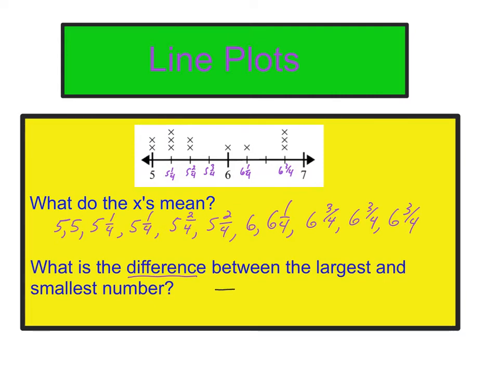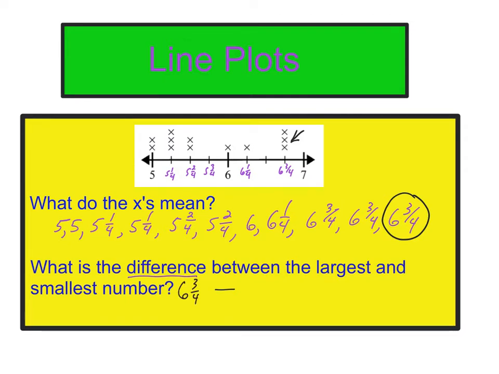Now my largest number, I look over, it goes from 5 to 7. I won't use 7 because I don't have any numbers that made it to 7. I can use my list down here and see that, hey, 6 and 3 fourths was the largest. Or I can look up in my line plot and you can see right here that I had an X at 6 and 3 fourths. So that's how I know that's my largest. So let's write that.